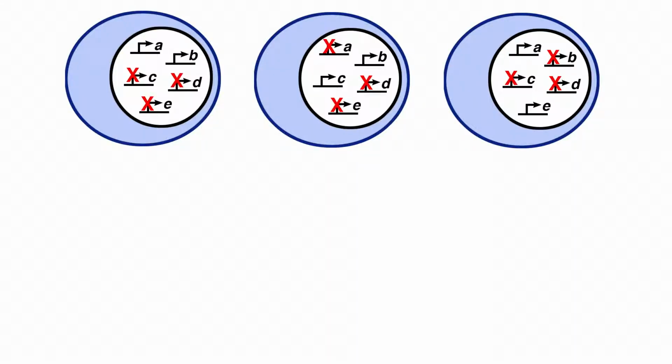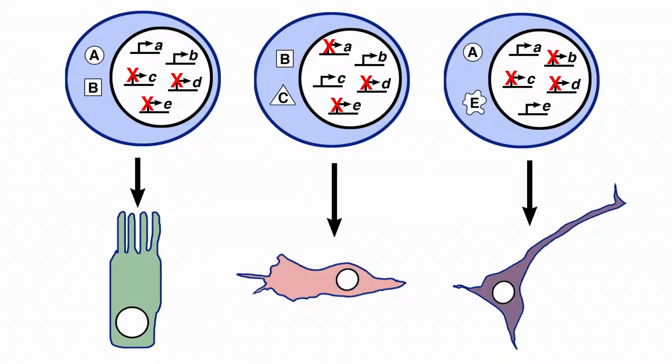So in this first cell, only A and B, in this second cell, B and C, and in this third cell, A and E. Different combinations of proteins begin to get expressed and turned on, and these proteins will provide the structural information to help those cells differentiate and ultimately take on and develop into very different cell identities.